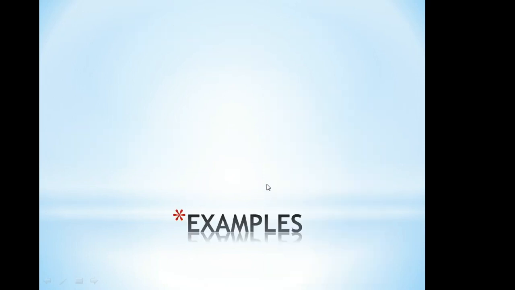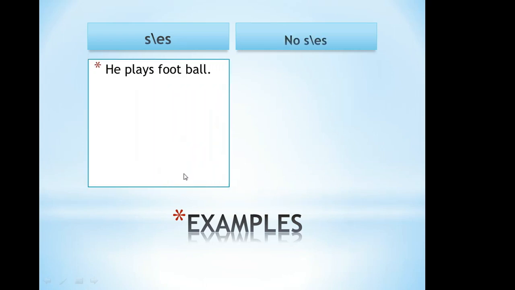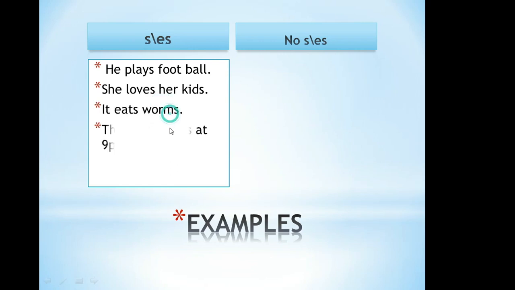Okay, let's see the examples. He plays football. Now see, he is a singular subject, so I have used s with the verb. He plays football. She loves her kids. She is singular, loves is the verb, and kids are the object, so I have used s with the verb. It eats worms. The shop closes at 9 p.m. Shop is the subject, closes is a verb.